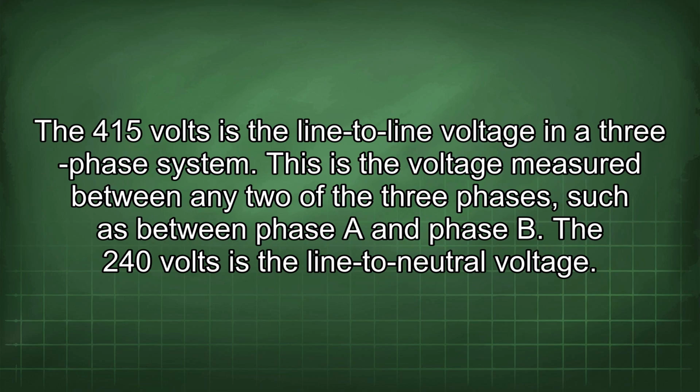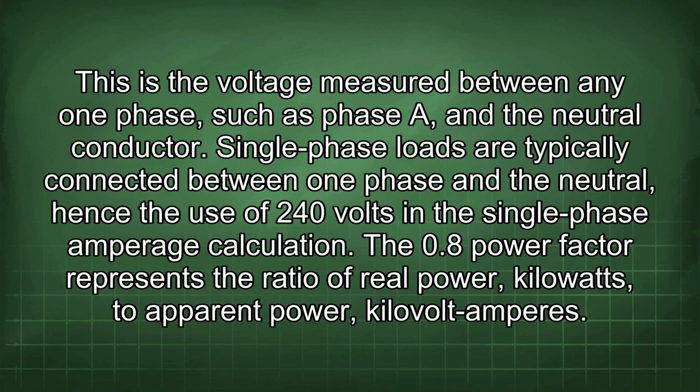The 415 volts is the line-to-line voltage in a three-phase system. This is the voltage measured between any two of the three phases, such as between phase A and phase B. The 240 volts is the line-to-neutral voltage. This is the voltage measured between any one phase, such as phase A, and the neutral conductor. Single-phase loads are typically connected between one phase and the neutral, hence the use of 240 volts in the single-phase amperage calculation.